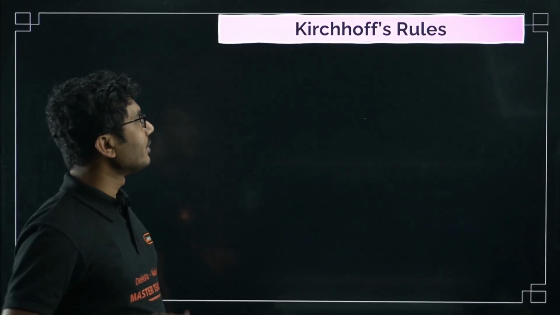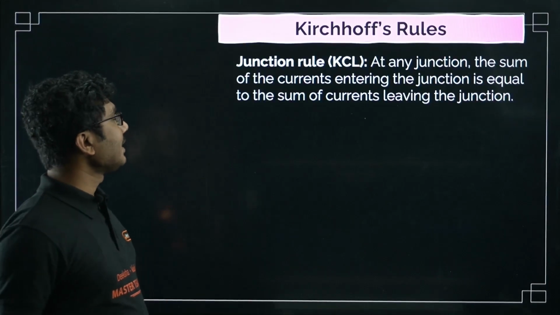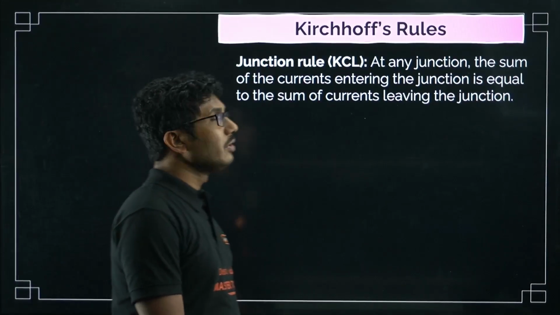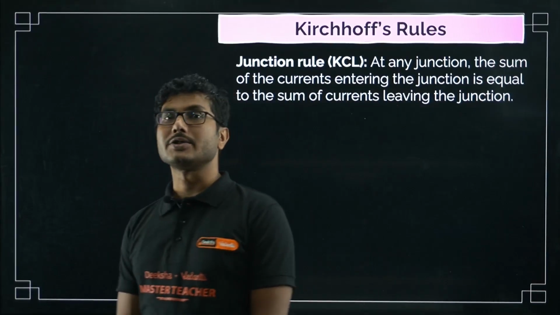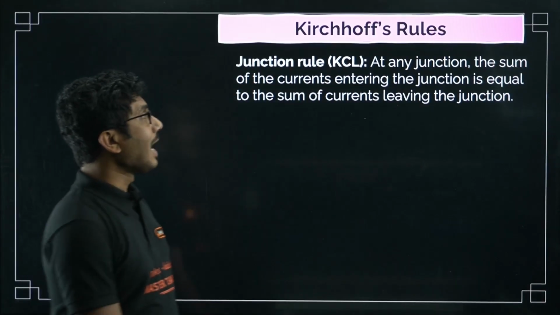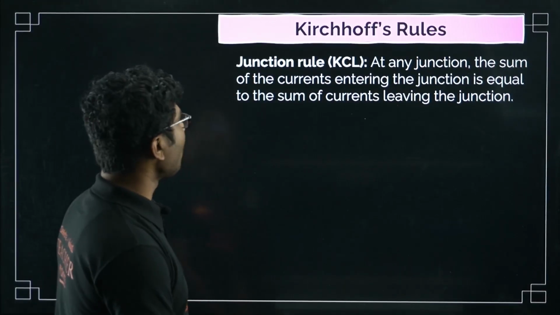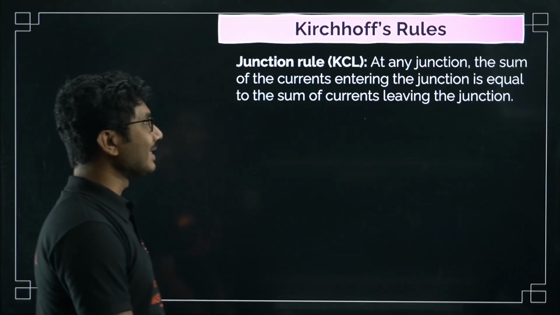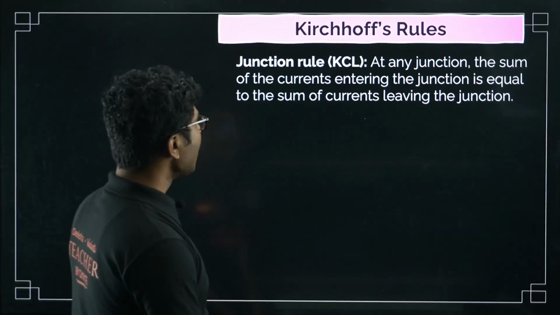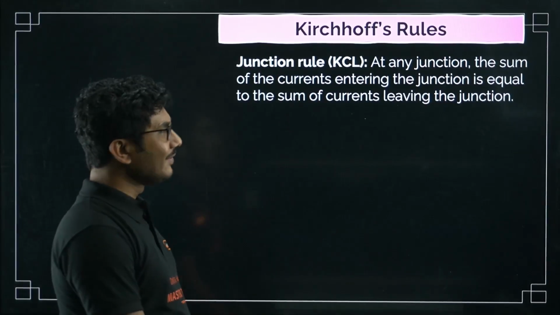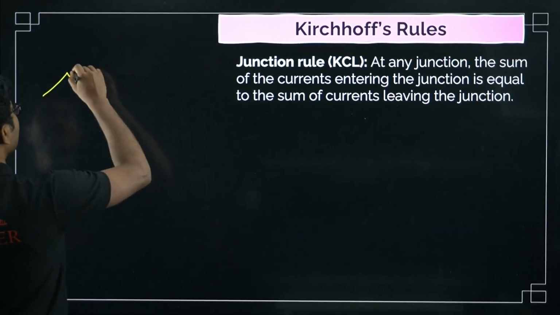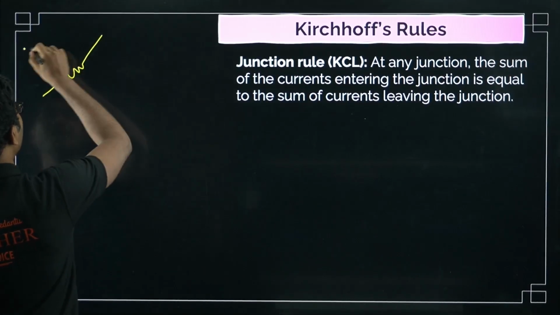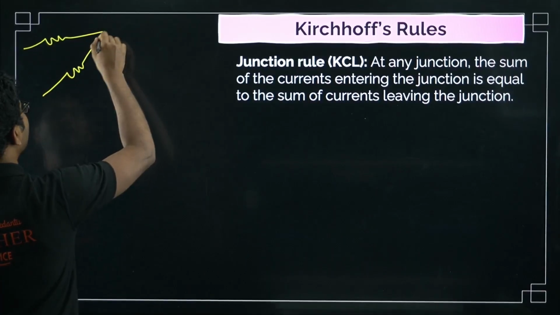Now let's look into Kirchhoff's rules. A very important part, there are two rules. The first is the junction rule, sometimes called the junction rule, sometimes Kirchhoff's current law. At any junction, the sum of the currents entering the junction is equal to the sum of the currents leaving the junction. So basically we have a junction. A junction means where more than one point is meeting, right?